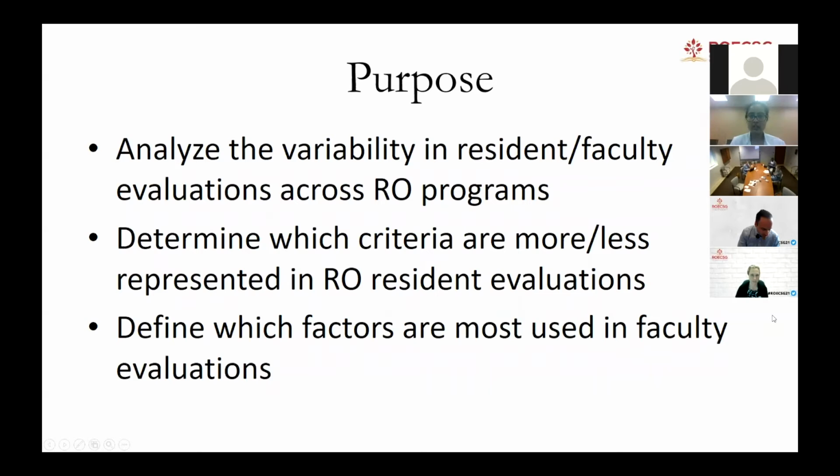So this brings us to the purpose of the study. In this study, we will analyze the variability in resident and faculty evaluations across radiation oncology programs, determine which criteria are more or less represented in resident evaluations, and define which factors are most used in faculty evaluations.